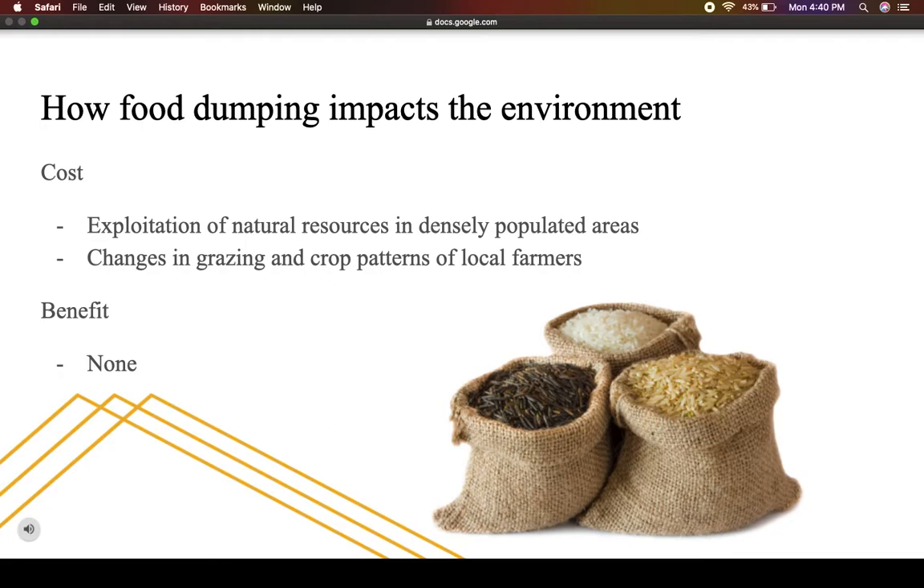And there are also changes in grazing and crop patterns of local farmers because their traditional rotations are disrupted, and now they have to try to adapt to this new way of life. There's not really any benefits because there are no environmental impacts that the food aid directly has that would be beneficial or helpful to the environment.